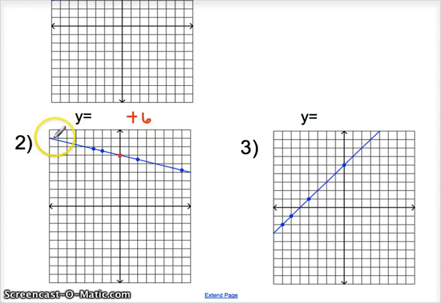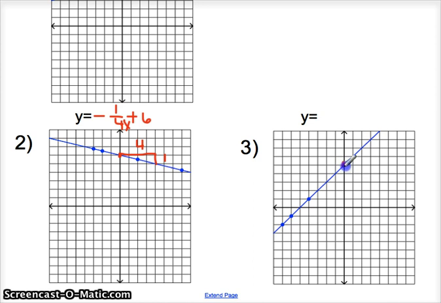I'm noticing that our line is going down from left to right, so I know that the slope will be negative. Now I have to find out how far we go up and over to get from one point to the next. I'm going to start here. I go up 1 and over 4. Can't forget the x. And my final equation will be negative 1/4 x plus 6.